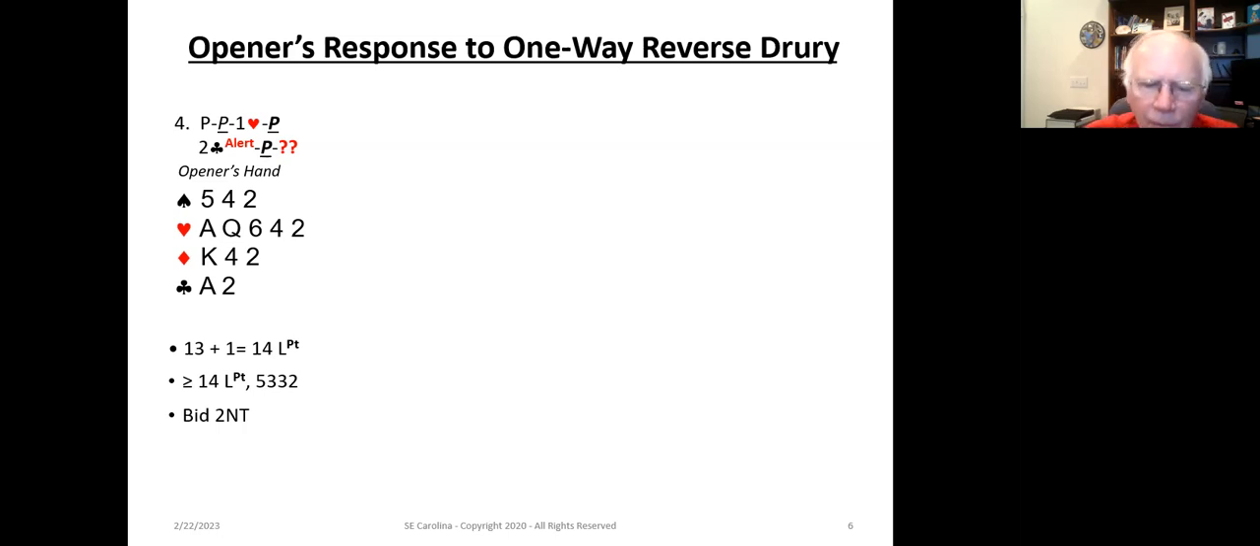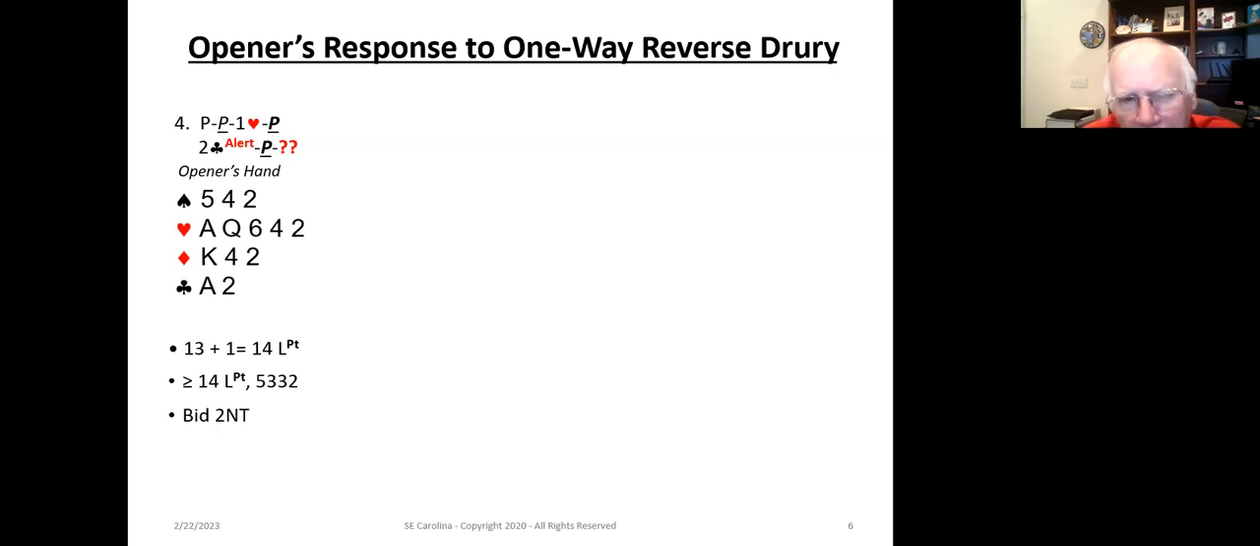So that gives the responder a lot of information to make the determination of whether they want to play in no trump or whether they want to play in hearts. In this situation, if the responder had a relatively flat hand, he's going to pass because he knows his partner only has 14. Let's say he's got 10 to 11. They're probably not going to be able to make 3 no trump or 4 hearts in this situation.